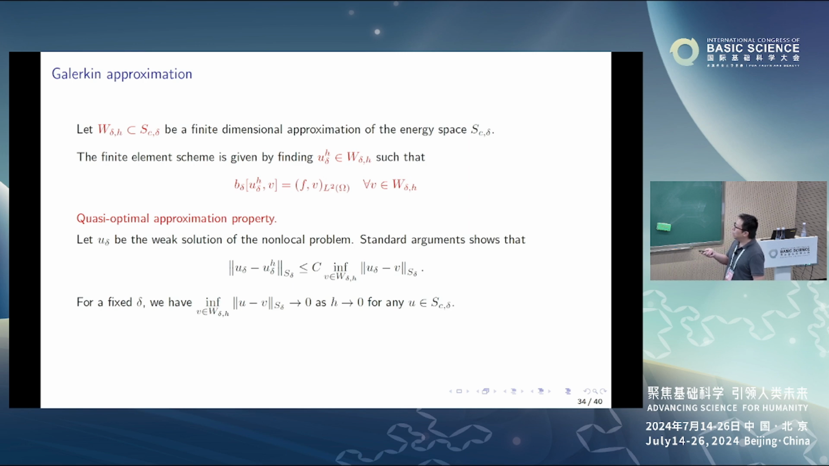So same as before, in this finite dimensional subspace, we look for a function u delta h. It solves this weak problem for all test functions v in the finite dimensional space. And by the Galerkin orthogonality, Cea's lemma, we know if delta is fixed, then your numerical solution converges to the exact solution, right? If you fix the model. But we want to check the AC property. Then how to do that?